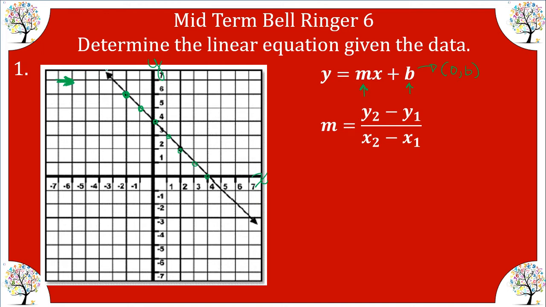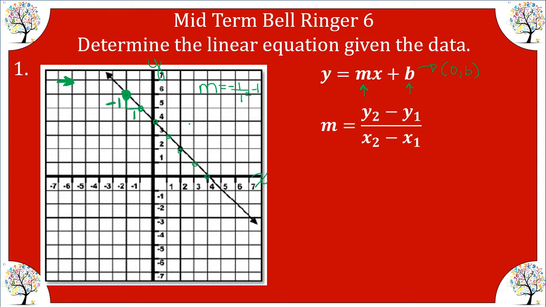So we can also see that our slope is going downhill, so we're going to have a negative slope. I'm going to start at this point, and it's rise over run. We're going to do the rise, the vertical movement. So I went down 1, and then I went right 1. So our slope is -1 over 1, or just -1.